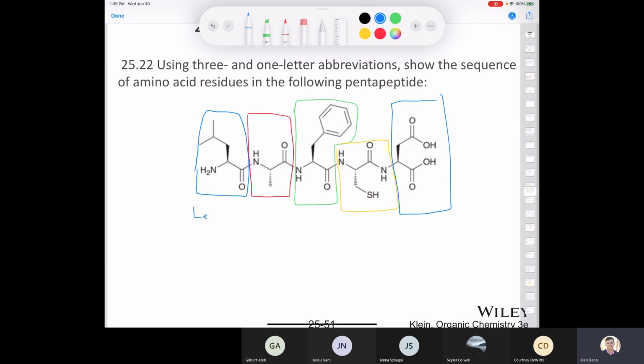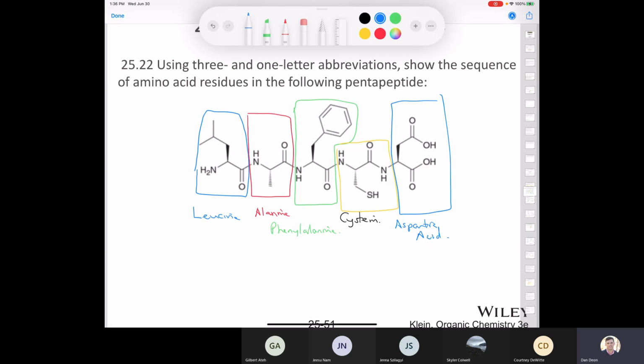This is leucine, because we have an isobutyl group. Then when we have a methyl group, this is called alanine. The next one is phenylalanine because we have a phenyl directly attached to a methyl. So this is phenylalanine. The next one is cysteine. I'll write this one in black. And the last one is aspartic acid. And that's just using the handout if you don't have them memorized.